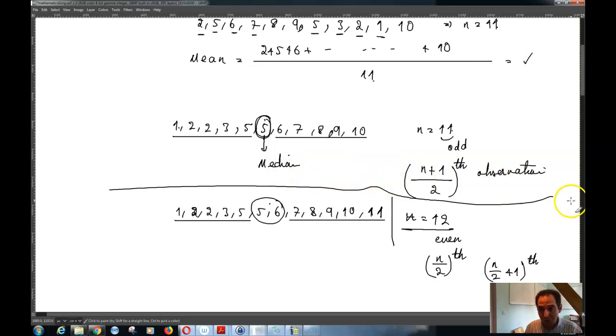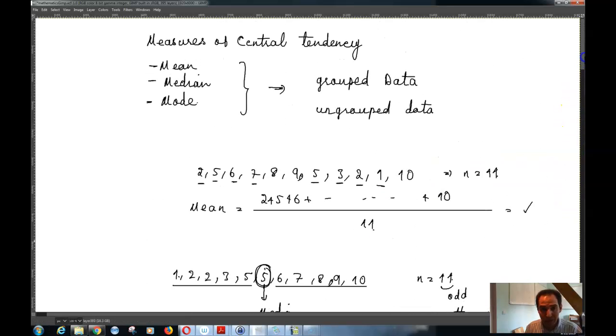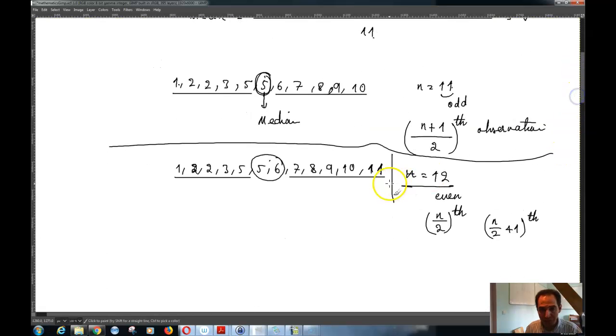Now, there is one more measure of central tendency, which is called the mode of the data, right? So the mode of the data is basically, you can see that 1 has occurred 1 time here, 2 has occurred 2 times, 3 1 time, 5 2 times, and then that's it.